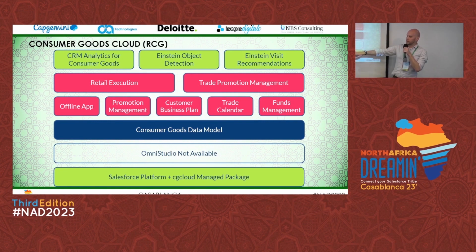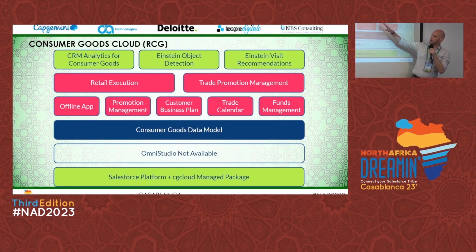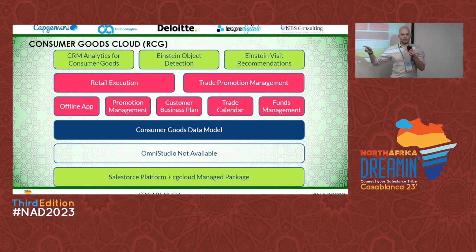So here we have the Salesforce Platform and CG Cloud Managed Package. Omni Studio is not available here as of today. There's the consumer goods data model as part of the managed package, and then a few different functional modules. So we have retail execution, trade promotion management, an offline app. A lot of these stores can be in places with bad reception, so a lot of the functionality is available offline. Promotion management, customer business plan, trade calendar, and funds management.